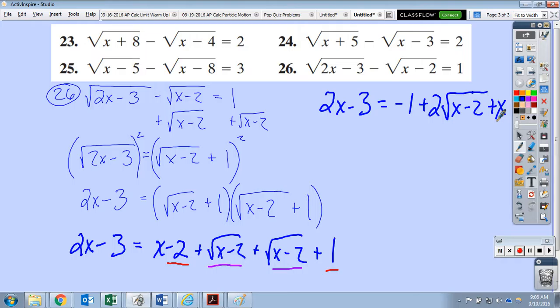When you started before that, when you did all of the x subtract. I got this because I FOILed. So the square root of x minus 2 times the square root of x minus 2 is x minus 2.